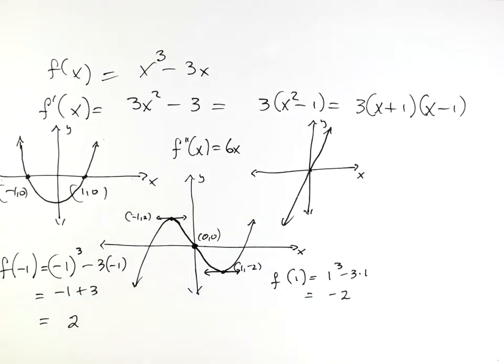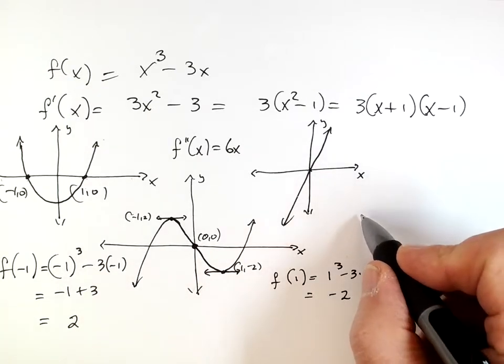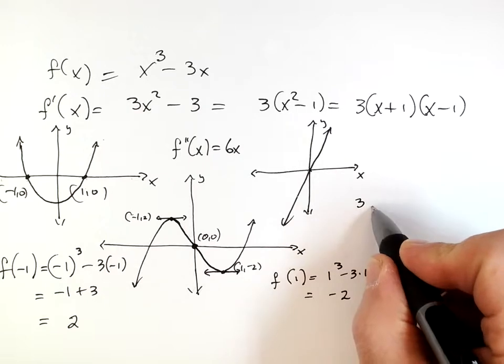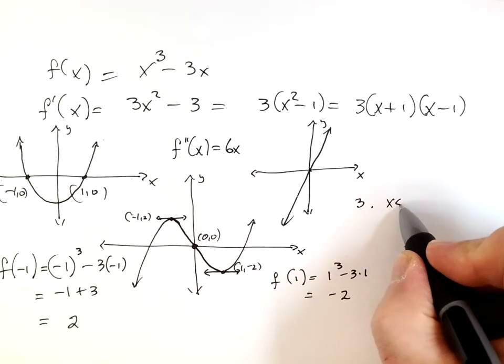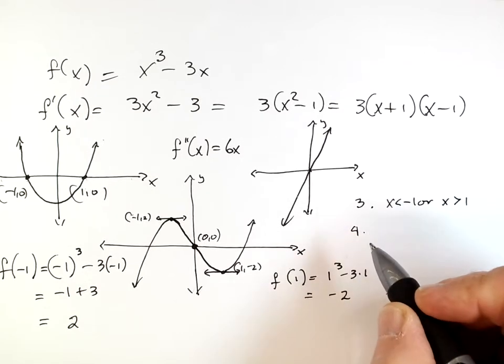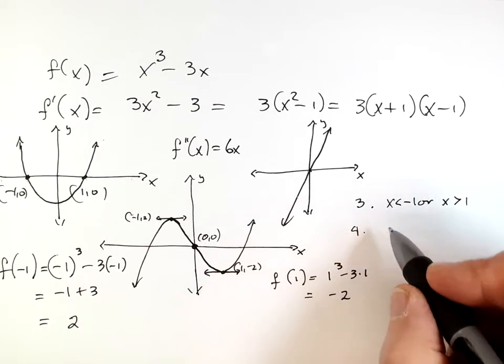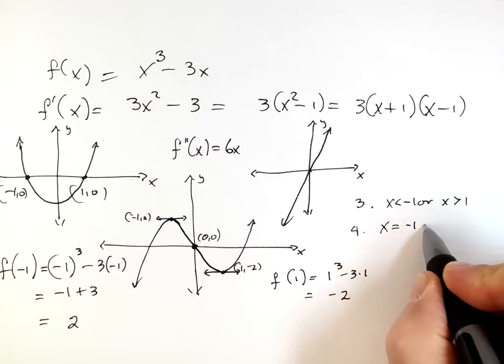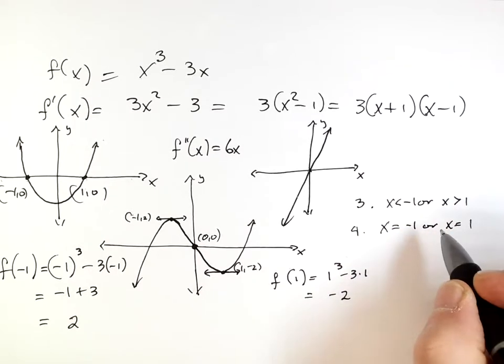This is how I recommend you do it. 3, where the graph is rising, when x is less than -1 or x is greater than 1. 4, horizontal tangents at x equals -1 or x equals 1.